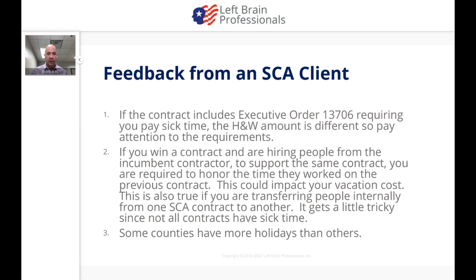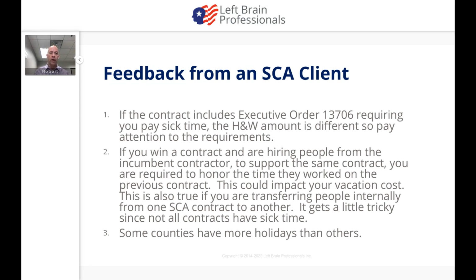I think he mentions it elsewhere, but I do also want to say, I think what he's got down here in number 3, he's got some counties have more holidays than others. You also have to keep in mind that you could potentially be doing work in a locality or a state that has some minimum sick pay requirements. So you want to make sure that you're looking not only at just the wage determination, but are there any state or local things that need to be further taken into consideration for full compliance, okay?